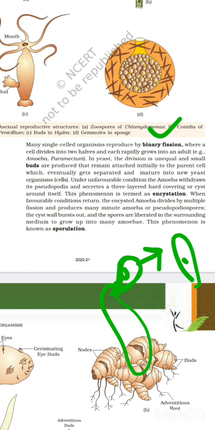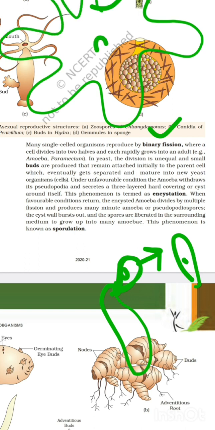Under unfavorable conditions, amoeba withdraws its pseudopodia, or false feet, and secretes a three-layered hard covering or cyst around itself. This process is called encystation. When favorable conditions return, the encysted amoeba divides by multiple fission and produces many minute amoebae, called pseudopodiospores. The cyst wall bursts and spores are liberated in the surrounding medium to grow into many amoebae. This phenomenon is known as sporulation.